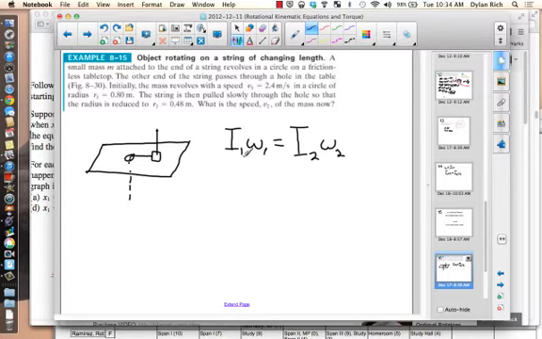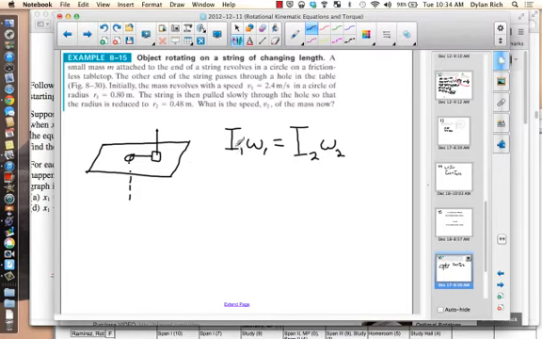Okay, so I've got angular momentum in the beginning, which should equal angular momentum in the end, because I have no outside torques on this system. There's nothing slowing it down. It's important to realize the table is frictionless. If the table wasn't frictionless, we'd have a problem. Like an air hockey table.